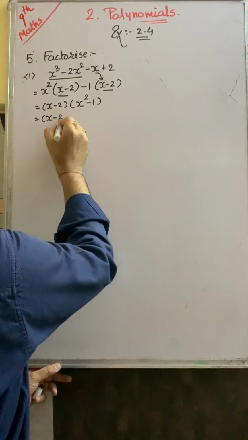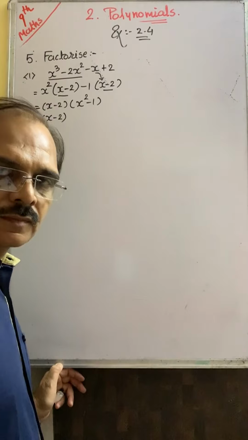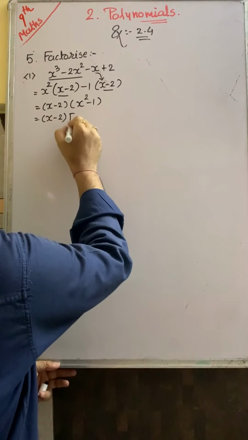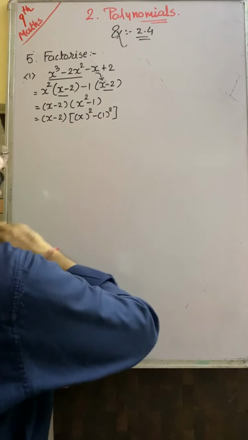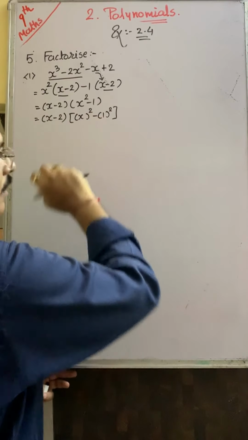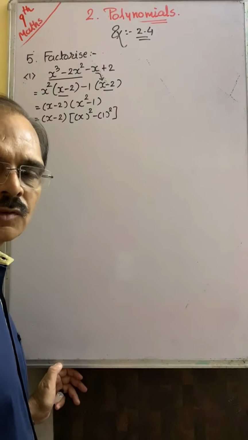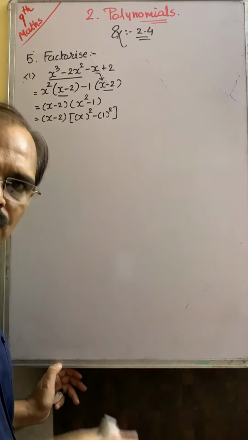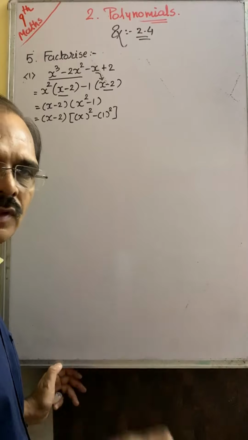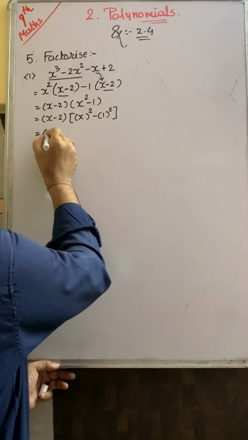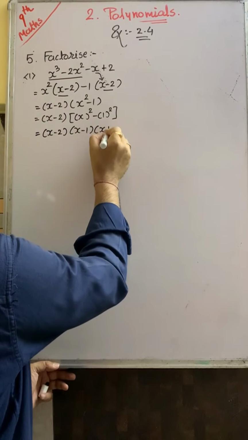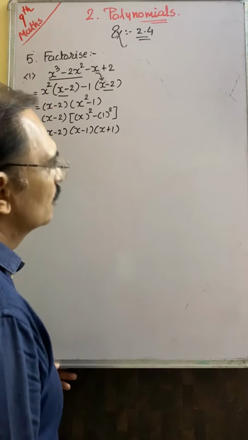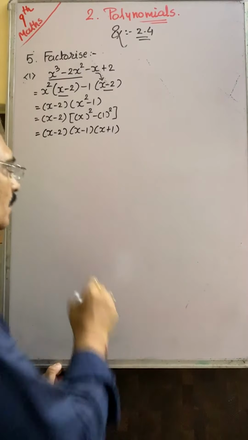Very well known factorization. X square minus 1, see, this is x the whole square and 1 the whole square. It is just like a square minus b square. Right, a square minus b square, the factors are a minus b, a plus b, one with minus, one with plus. So x minus 2, keep it as it is. Here x minus 1, x plus 1. Factors of question number 1. Now 2.